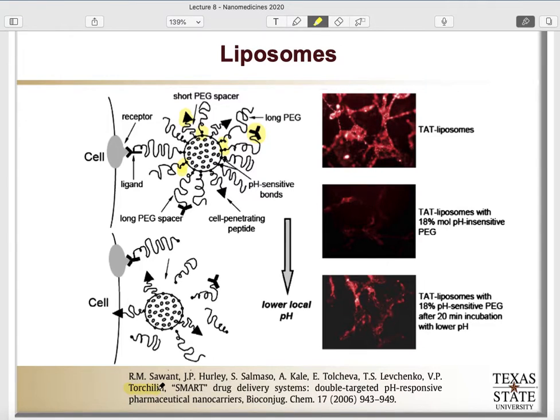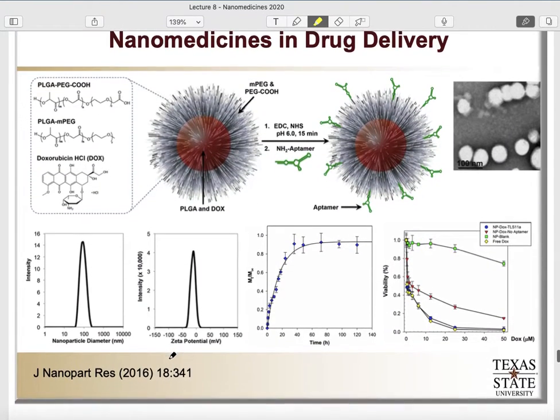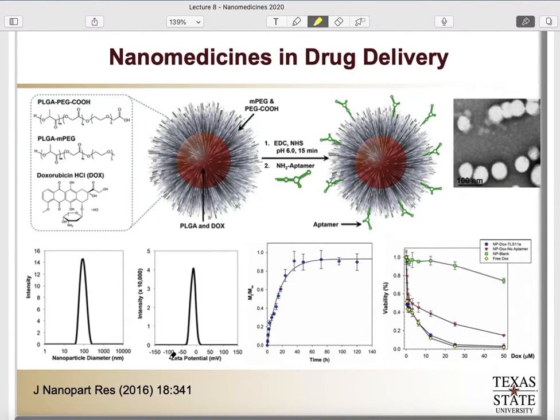This is by the group of Dr. Torchilin, who I mentioned before as well. This one is from the work of my group and Dr. Shannon Wycombe's group as well. In this case, we were trying to develop a nanomedicine for the treatment of liver cancer.